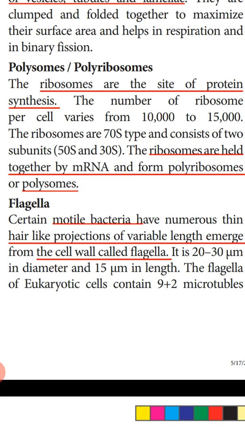Flagella are found only in motile bacteria. They are 20 to 30 nm in diameter and 15 μm in length. The flagella of eukaryotic cells contain 9 plus 2 microtubules. In eukaryotic cells, those having a well-developed nucleus, the flagella follow the 9 plus 2 pattern. Two microtubules are present in the center and they are surrounded by 9 microtubules.